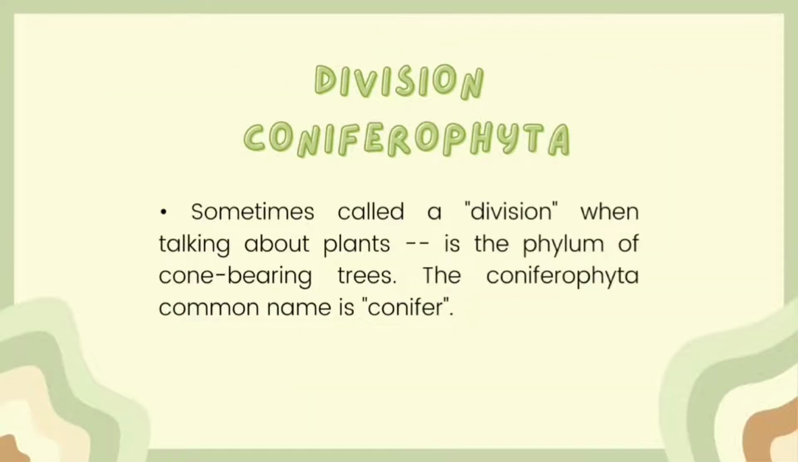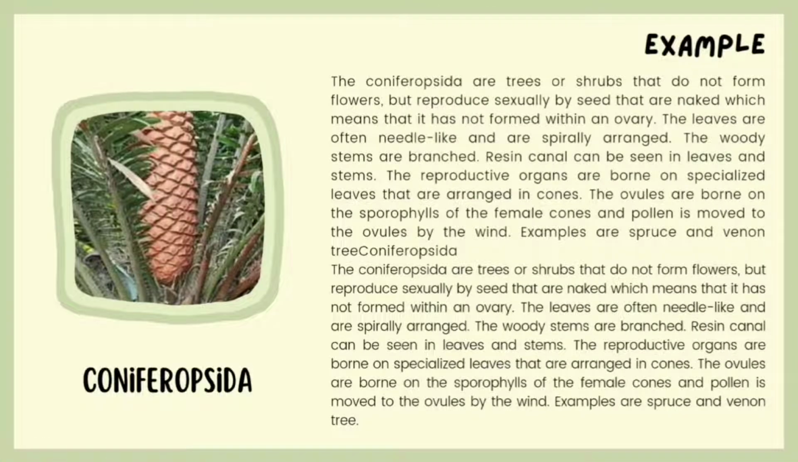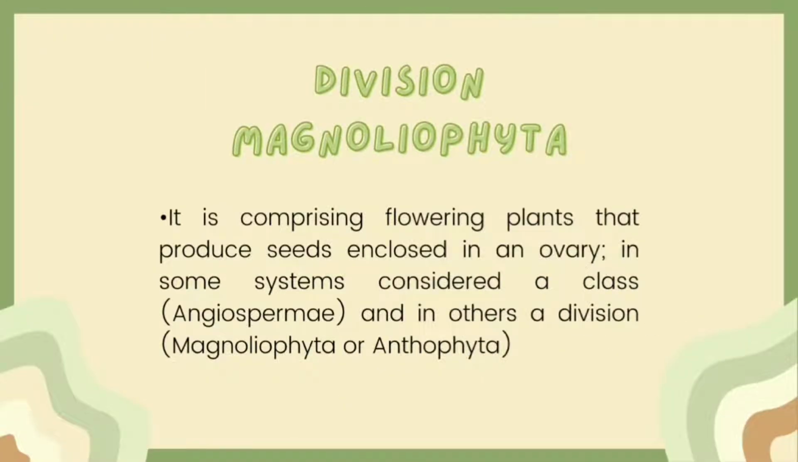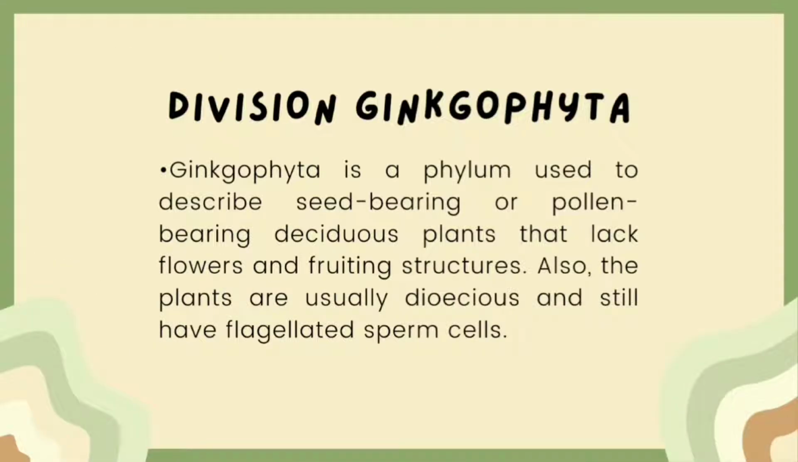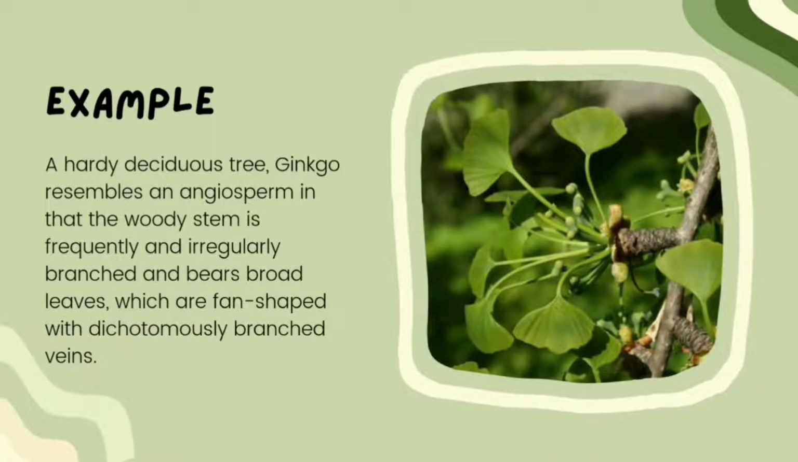Next one is division Coniferophyta, sometimes called a division when talking about plants. It is the phylum of cone-bearing trees. Example, Coniferopsida. Division Magnoliophyta. It comprises flowering plants that produce seeds enclosed in an ovary. Example, calla lilies. Lastly, the division of Ginkgophyta. It is a phylum used to describe seed-bearing deciduous plants that lack flowers and fruit structures. Example is the hardy deciduous tree.